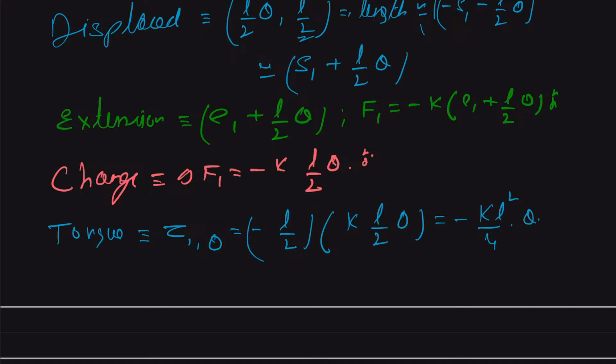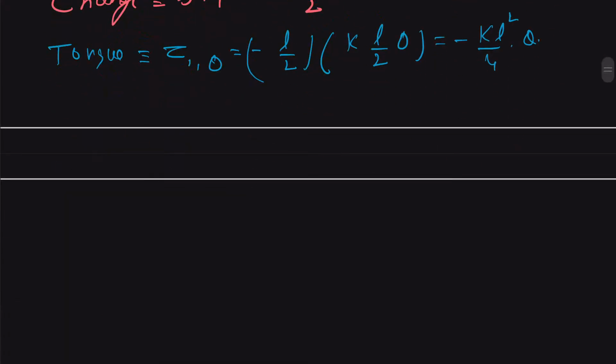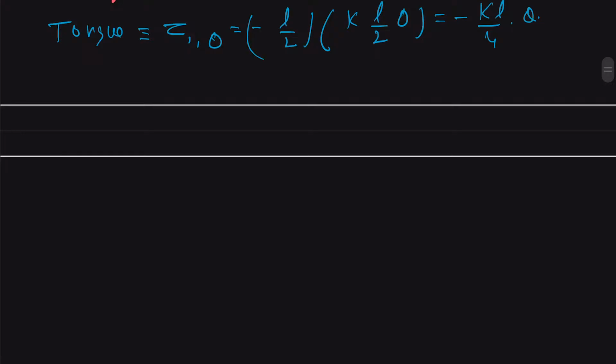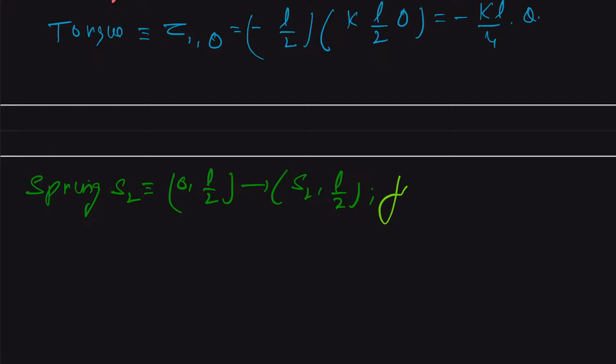And now we come to our spring S2. Spring S2 is at 0, L by 2, and it moves to over S2, L by 2, and our force is 2K E2 x unit vector.